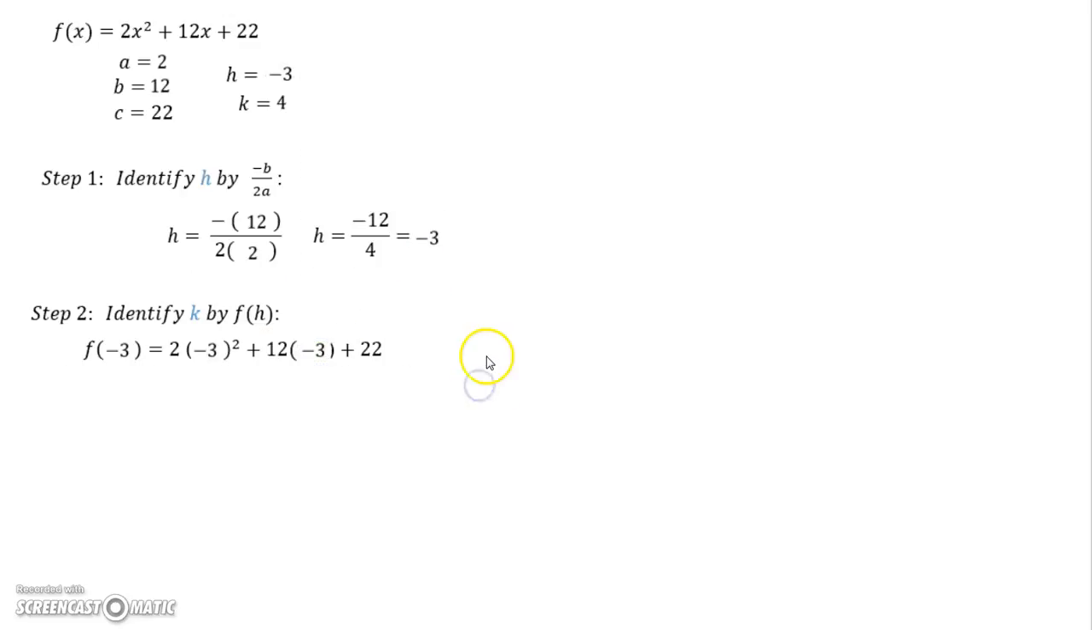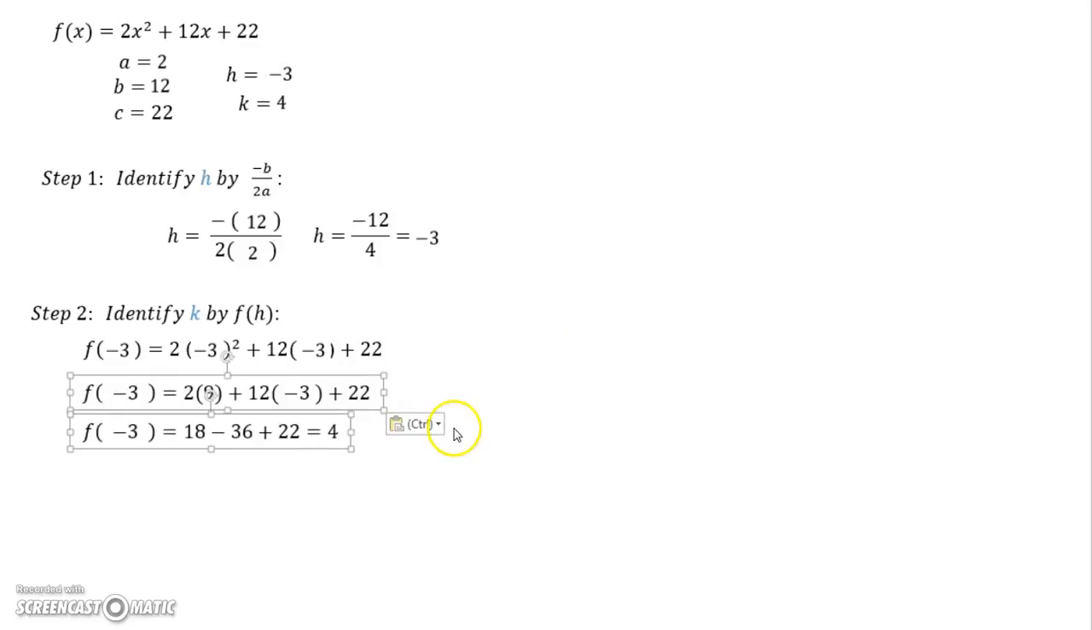And then we will solve and we will figure out what our k value is. So using the value of -3 now, I can solve. So the value of an input of -3 in my function will be, what's -3 squared? That's 9, so 2 times 9 plus 12 times -3 plus 22.